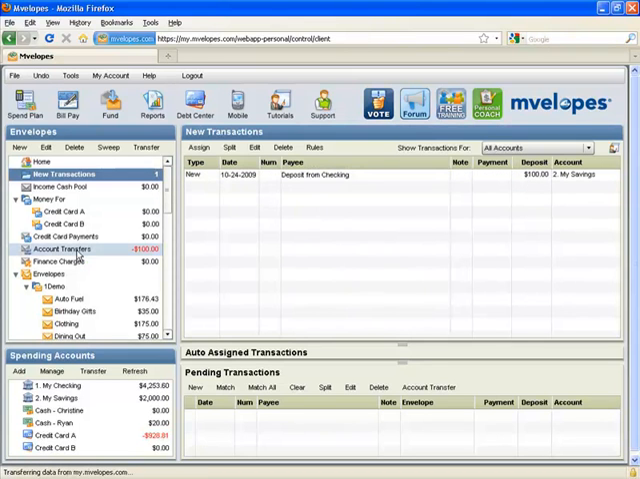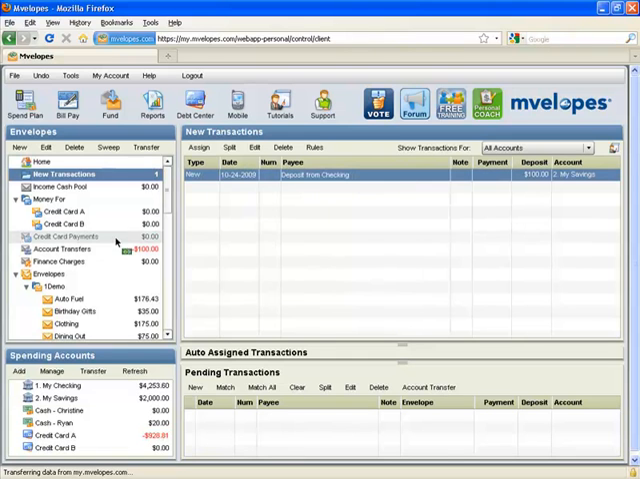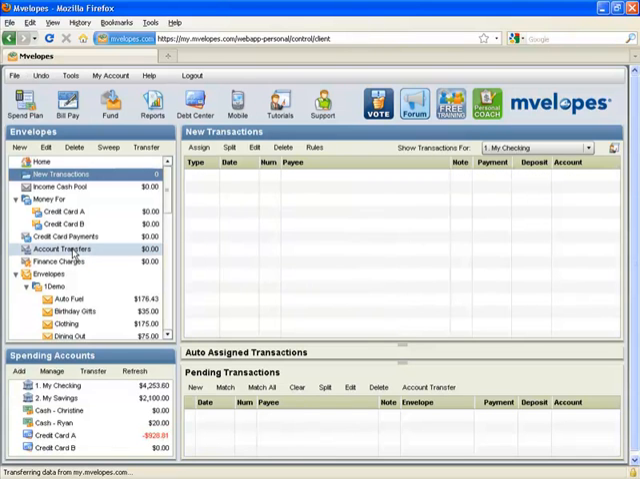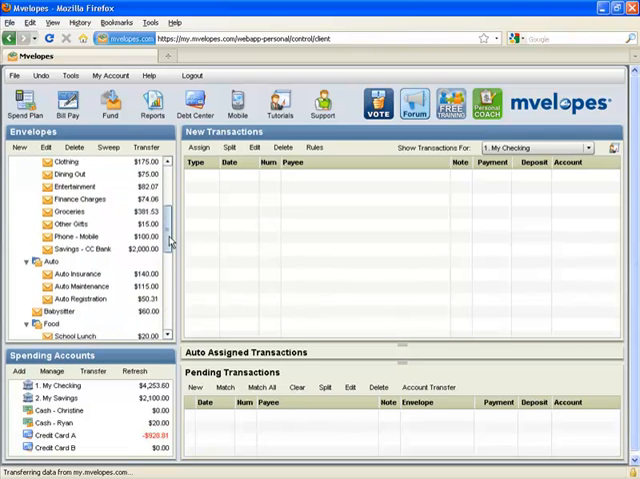Notice that after I assign just the payment, account transfers is at a negative $100 value. This is my reminder that I'm waiting to assign the other half, or the deposit side of that transaction. So I'll assign that next. Since the two transactions involved here are equal distance from zero, they cancel each other out, and account transfers is now at zero. However, notice that all that happened was I moved $100 from checking to savings in the register.